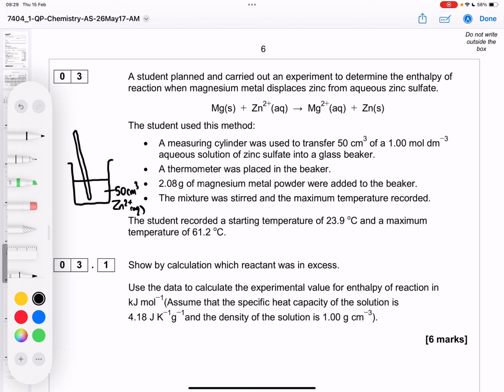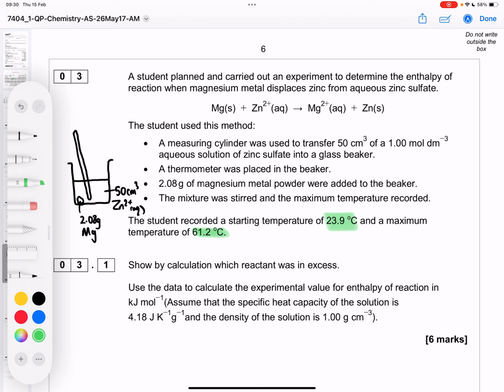Okay, so that's our thermometer. And then they added 2.08 grams of magnesium powder and stirred it, and the maximum temperature was recorded. They got a starting temperature of 23.9 and a maximum temperature of 61.2.